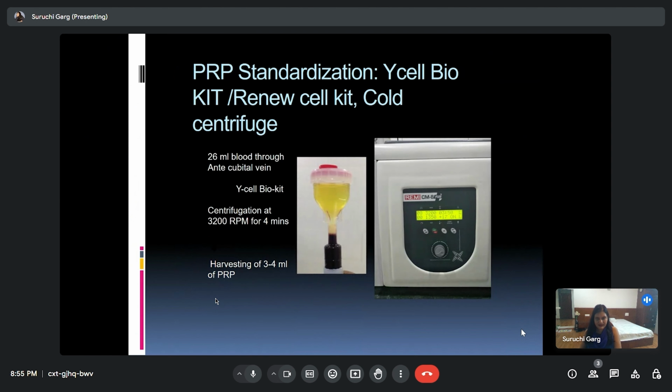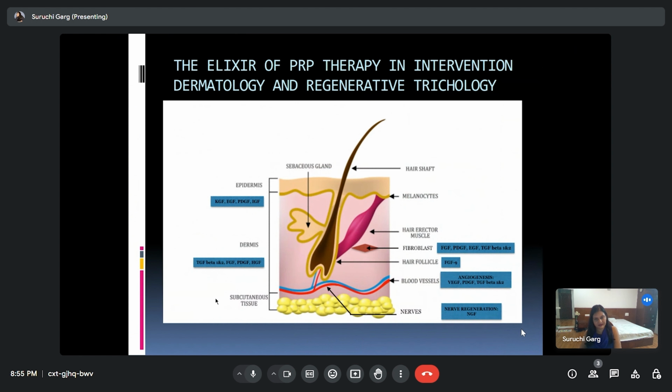So practically, I have a standardized method in my clinic. I use Y-cell BioKit or Renewcell kit, which is our glass tube. We use Remi's cold centrifuge, and we use 26 ml of blood through the antecubital vein. Centrifugation is done at 3200 rpm for 4 minutes, and harvesting of 3 to 4 ml of PRP is done. But if the area is bigger, we take more blood, and proportionately we decide how much blood is to be taken and how much PRP is to be harvested.